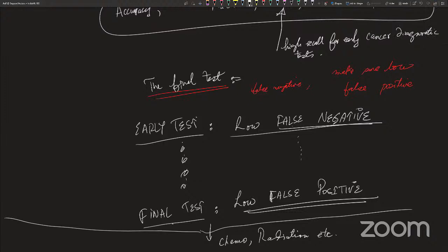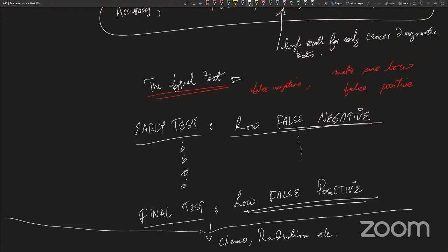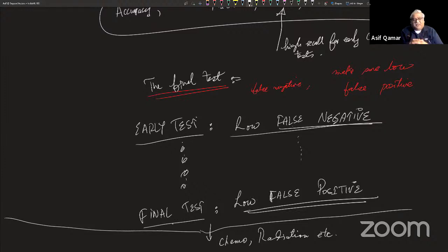Yes, sir. Then it cannot be called model accuracy in that case, sir, because we are not getting a correct output. Yes, and that is the lesson I want to bring out, that people in this field and in the common world have overstated the value of accuracy. If you look at this carefully, in both the early test and the final test, accuracy is a meaningless metric, right? The real metrics are these. The early test should have a very low false negative rate, and the final test should have a very low false positive rate, right?